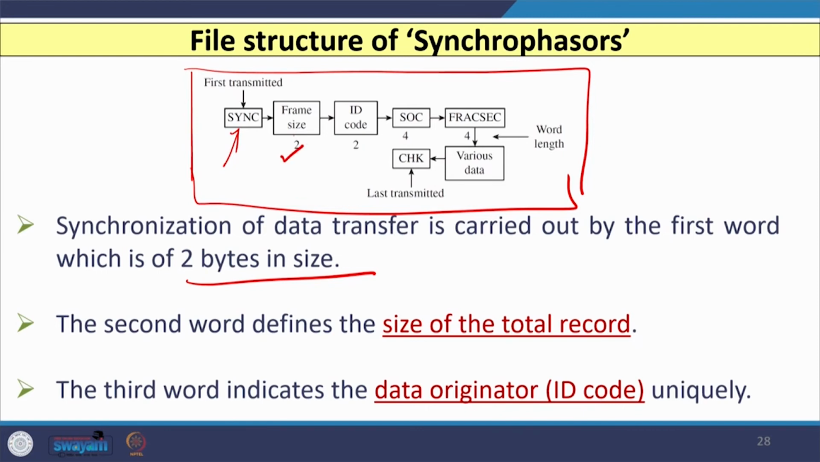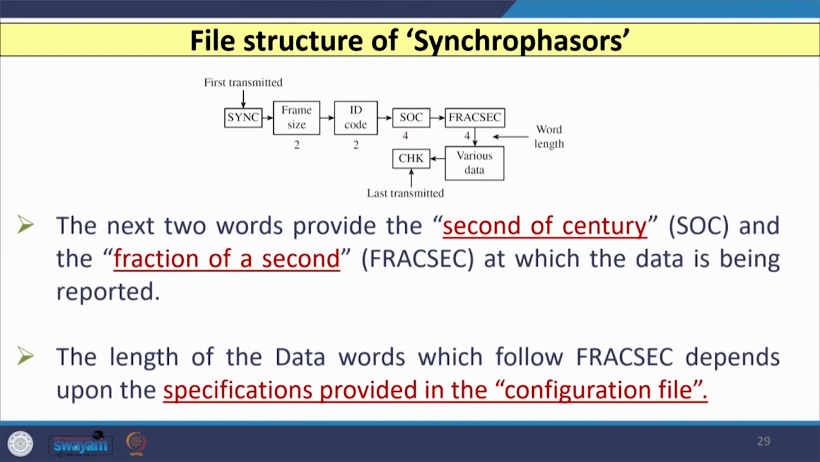The third is the ID code and its word length is again 2 bytes, and that indicates the data originator uniquely, and it is unique for a particular PMU. The fourth and fifth ones are SOC and fraction of second. SOC is the second of century, and FRACSEC is the fraction of second. These are the two words which provide the second of century and fraction of second at which the data is being reported.